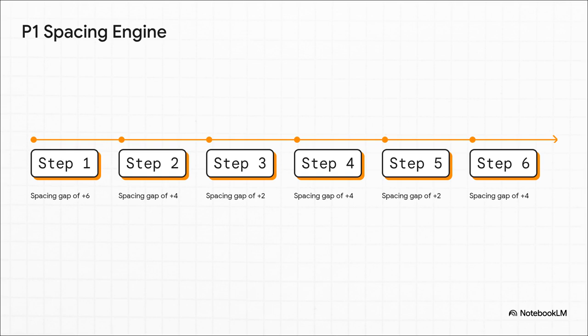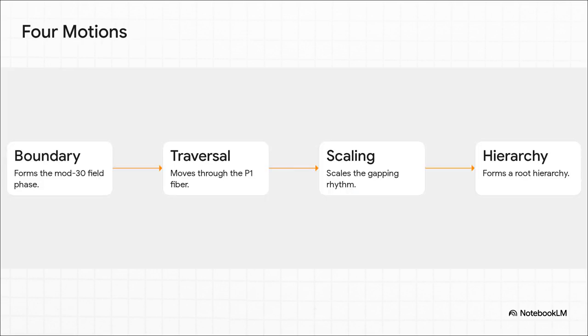This spacing law is essentially a built-in rhythm pulsing endlessly through our mathematical clock. See, in this framework, multiplication isn't just about finding a simple product like we learned in grade school. It's actually a form of structural transport, and it happens in 4 true motions. First, it forms the boundary, that 30 we talked about earlier. Second, it traverses the fibers. Third, it takes that +6, +4, +2 gapping rhythm and basically scales it up. And fourth, it forms what is known as a root hierarchy.